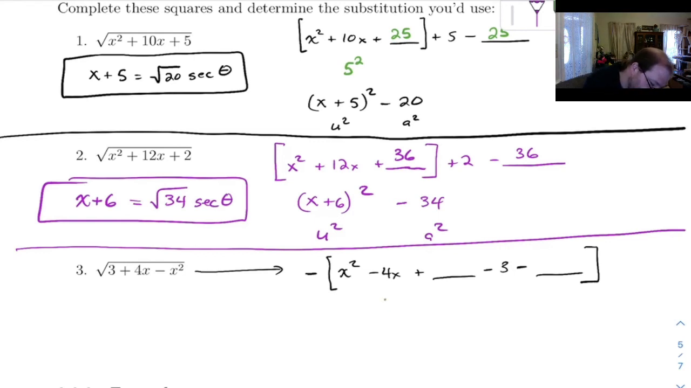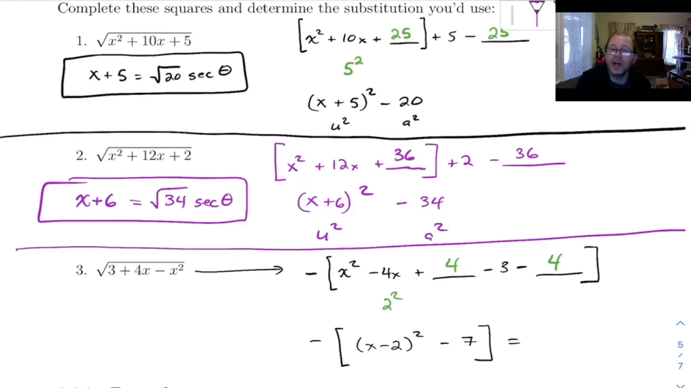Let's see, half of 4 is 2. Square that, you get 4. And so we've got negative, see, this factors into x minus 2 squared, then minus 7. Now, before you go pulling the u and the a out of this, multiply that negative back inside. When you multiply the negative inside of there, you wind up getting 7 minus x minus 2 squared.